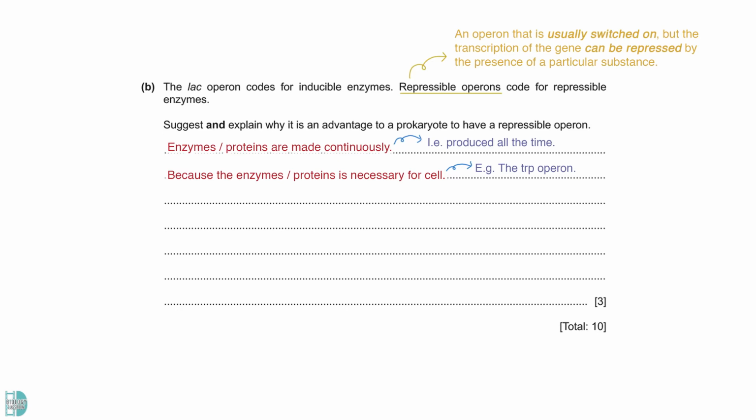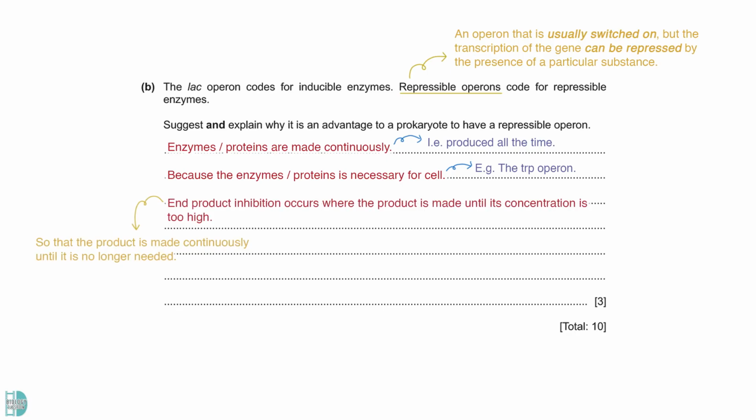The trp operon is an example of a repressible operon. When the end product of the enzymatic pathway is at a high concentration, product inhibition occurs. This ensures that the product is made continuously until it is no longer needed.